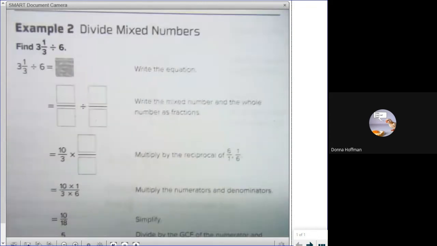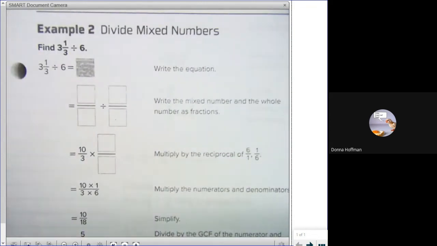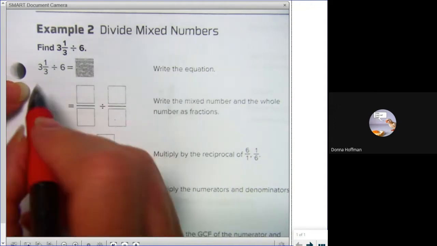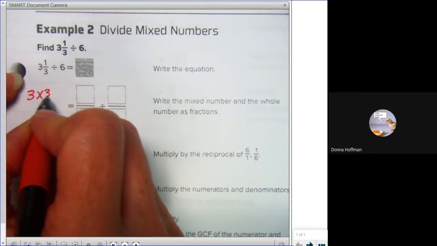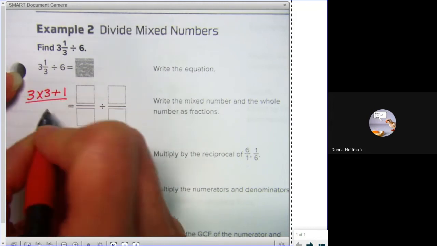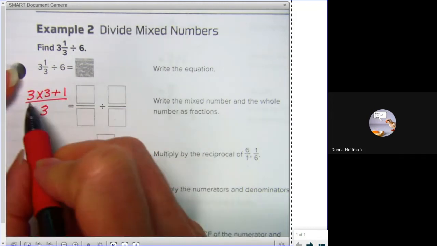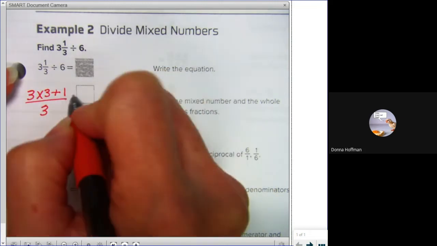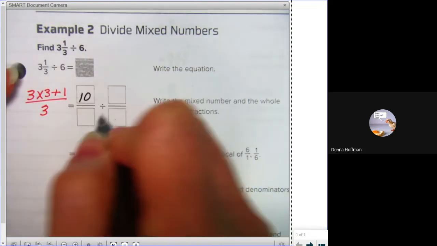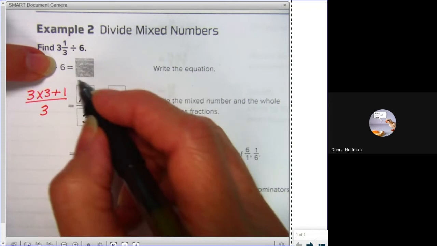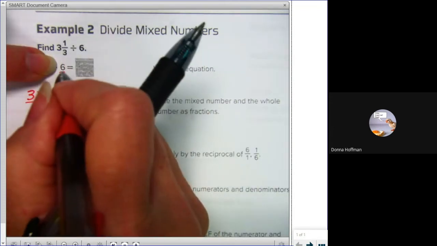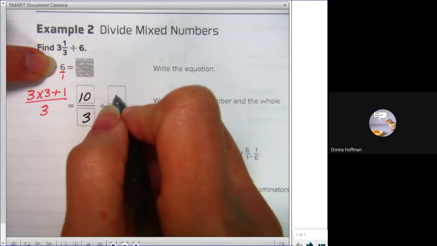Let's go to the bottom part. So now we're going to be dividing mixed numbers by a whole number. And the same exact process is going to take place. I need to rewrite my mixed number as an improper fraction. So that's going to be the denominator times the whole number plus my numerator pieces, all over the denominator. And I believe 3 times 3 is 9, plus 1 would give me 10. My denominator stays the same. And then I have to place a 1 under my whole number, making it 6 over 1.